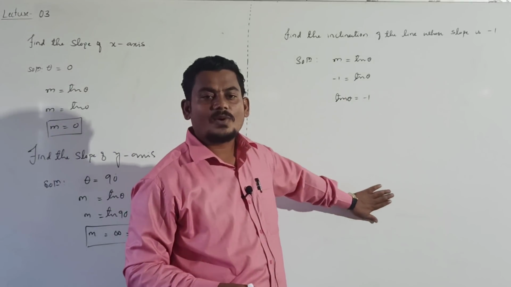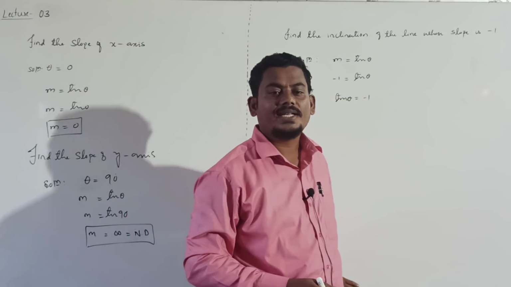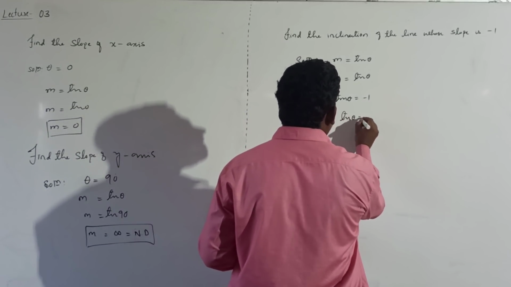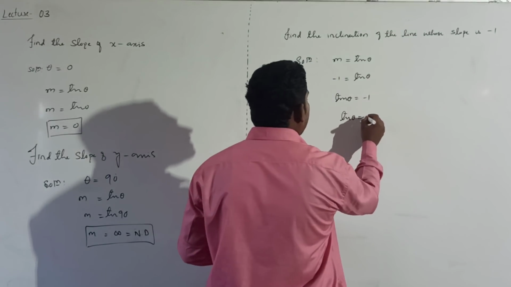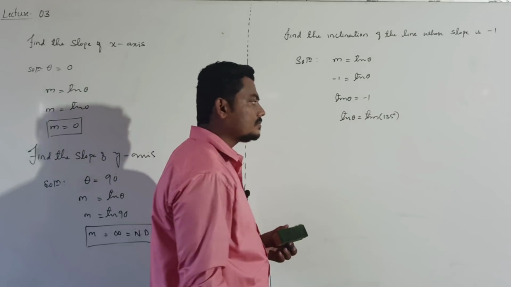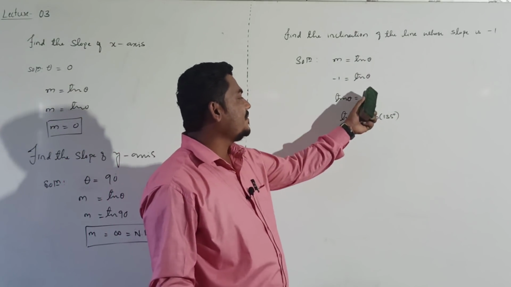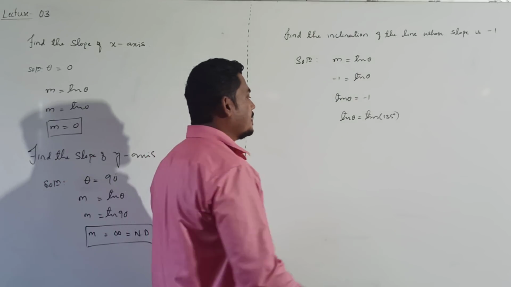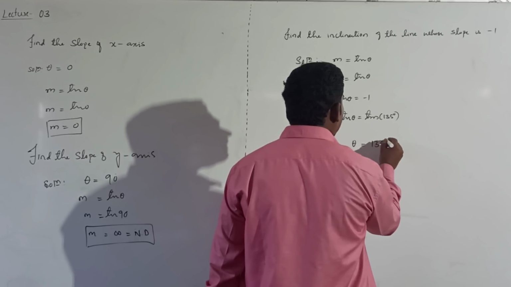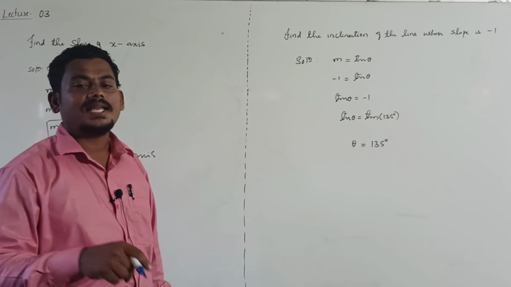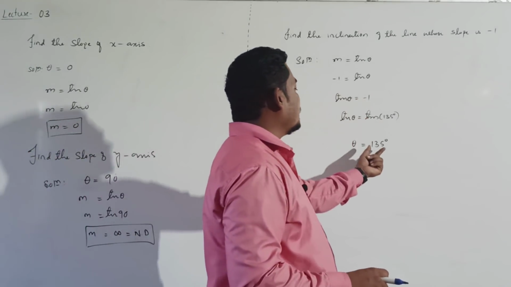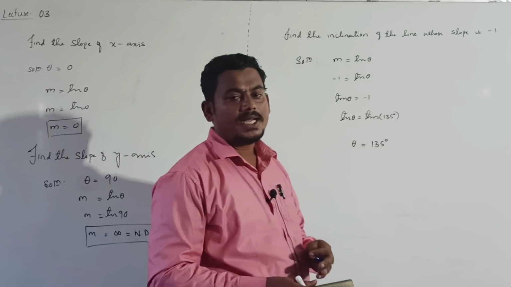Fourth quadrant value is not possible because inclination can never be more than 180. So tan theta is equal to -1; instead of this -1 I will write tan of 135, right? Tan of 135 means -1. Then on both sides tan gets cancelled, theta is equal to 135. Inclination of the line is 135, its slope is -1. When slope is -1, then its inclination is 135, right?